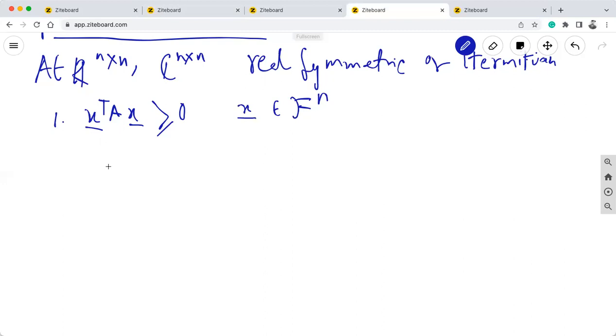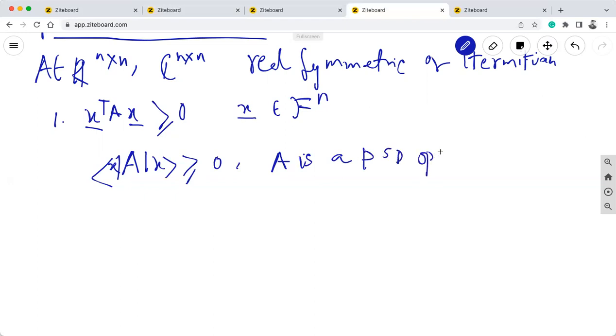So in quantum, we can write it as, so A is this, then you have this ket x and this side bra x. If this particular quantity is greater than or equal to 0 with Dirac notation, then we call this particular operator, A is an operator here, A is a PSD operator, positive semi-definite operator.